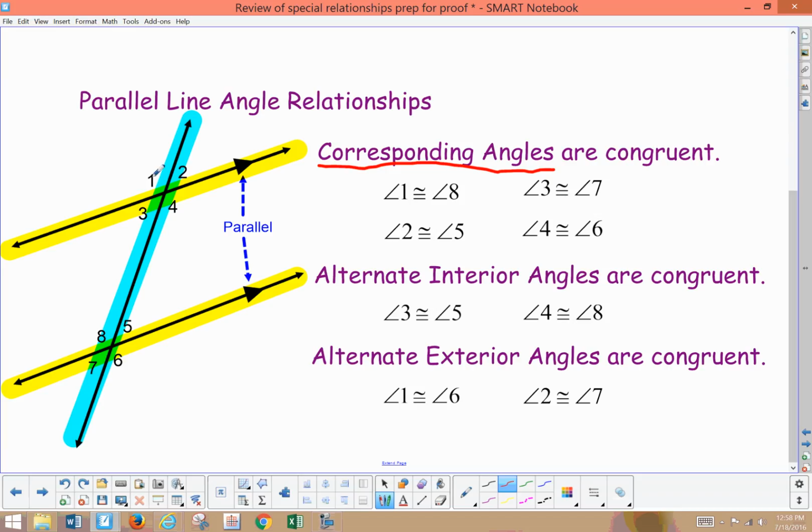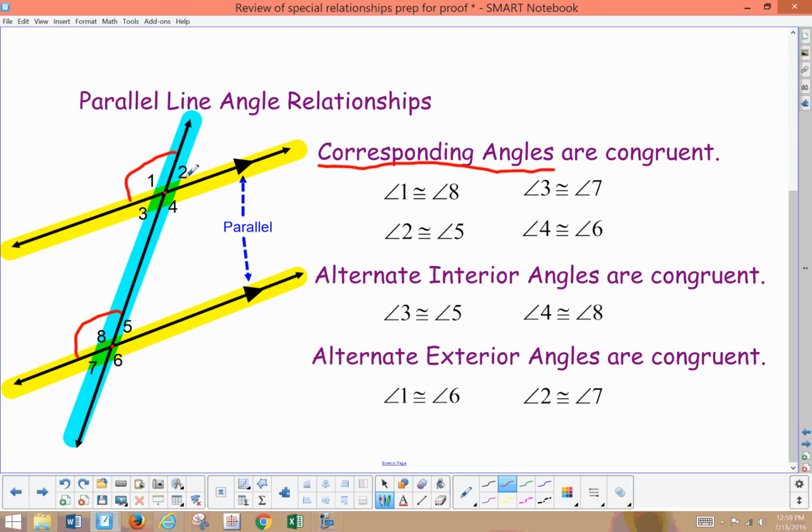So for instance, if I take a look at angle 1, angle 1 is on the top left of the intersection. Right here's my intersection point. I go to the top left, there's my angle 1. If I go to the other intersection point and I go to the top left, I am at angle 8. Those are corresponding angles. So angle 1 and angle 8 would be congruent.